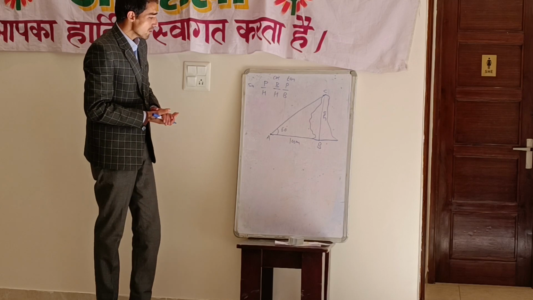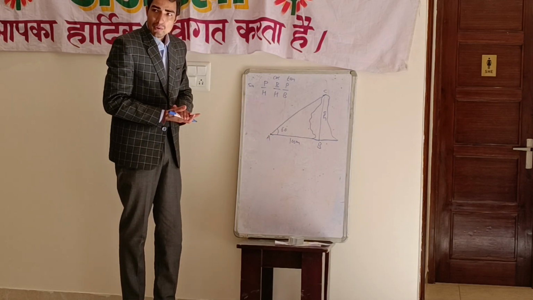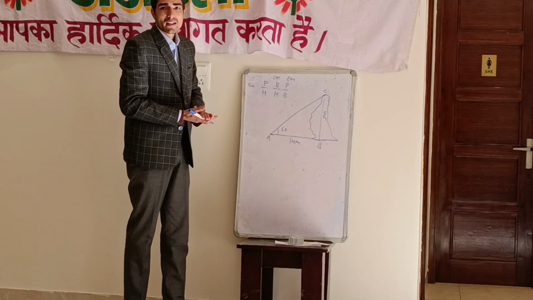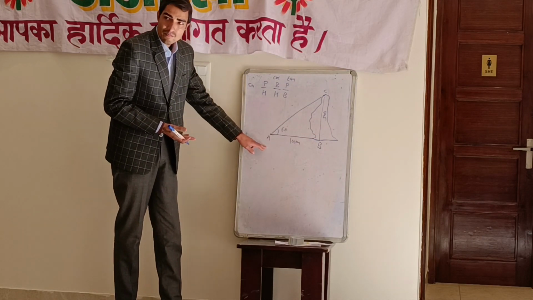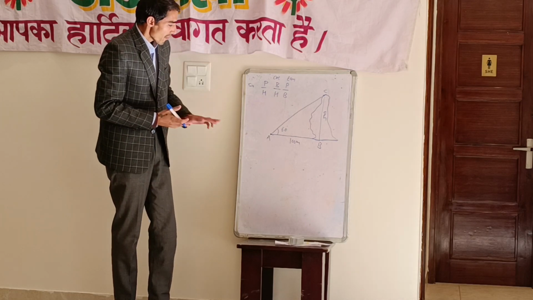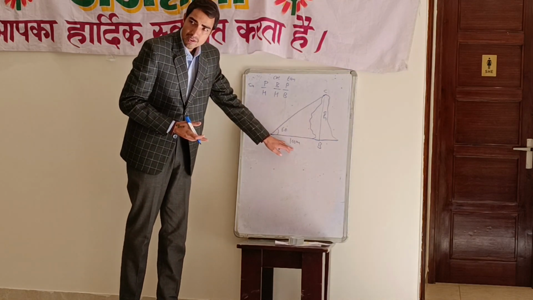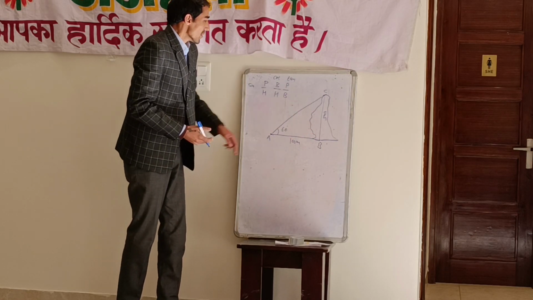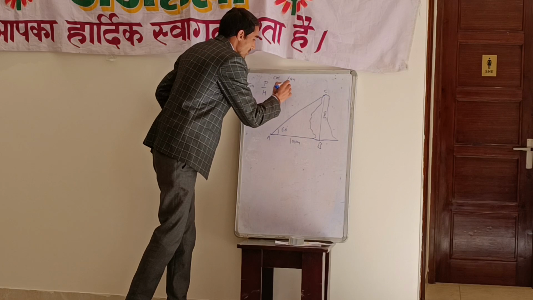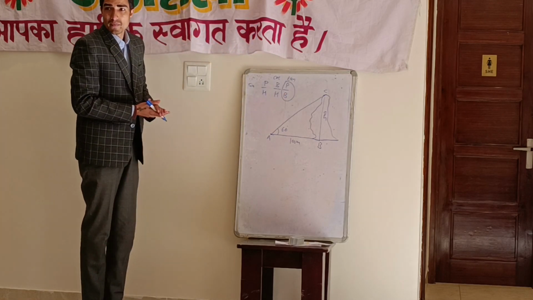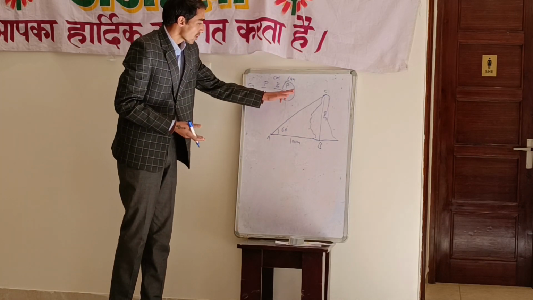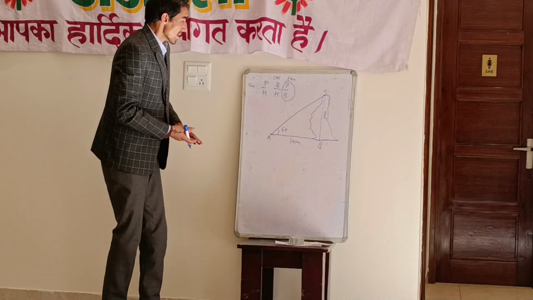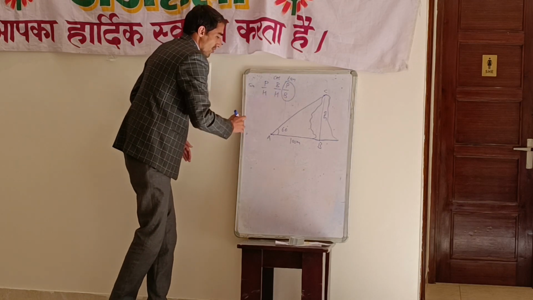Now we will simply look at what we want. We want the perpendicular, and what are we given? We are given the base. We have the base, that is 100 meters, and we want to find this perpendicular length. So we will simply choose this ratio. Why? Because it includes both the sides: one is given, the other is to be found. So we will choose the tan ratio.